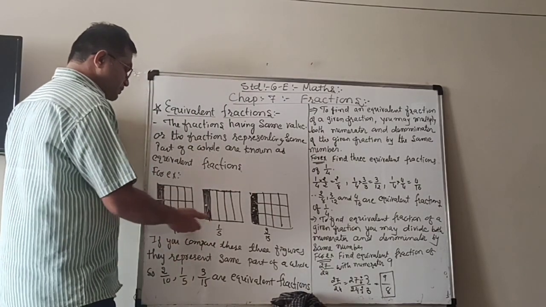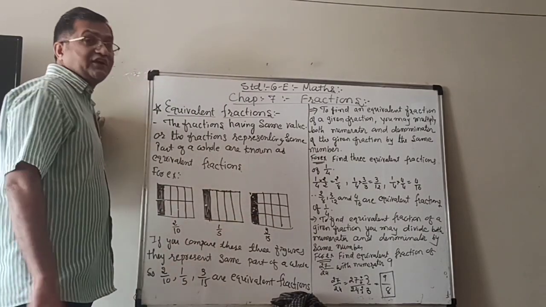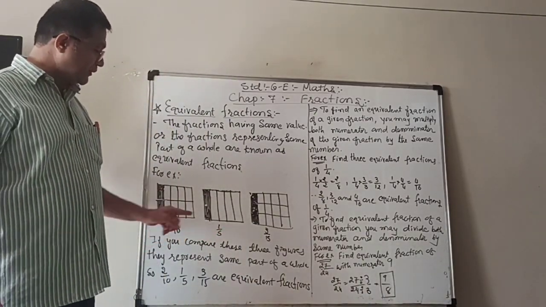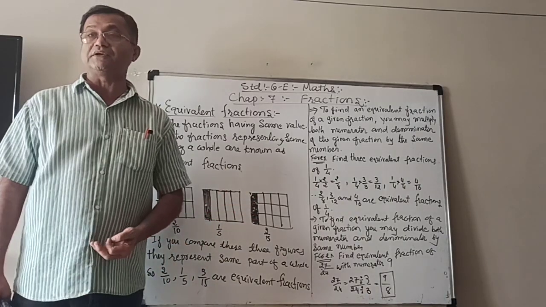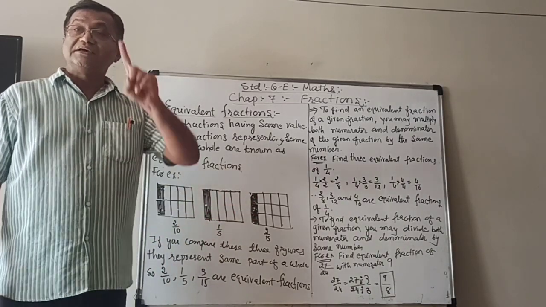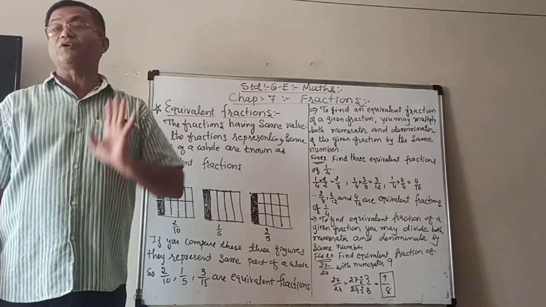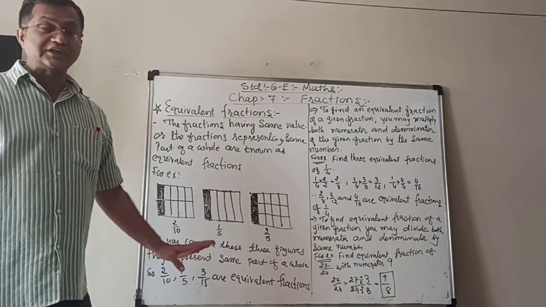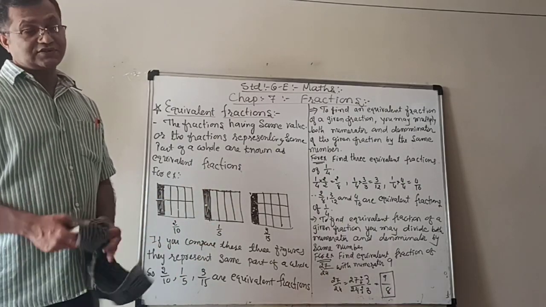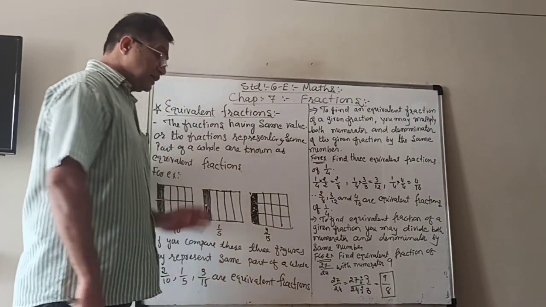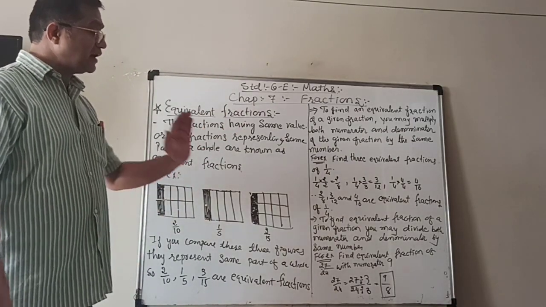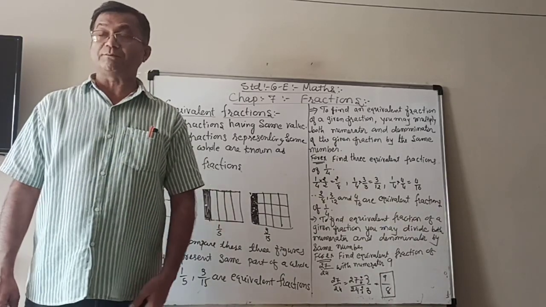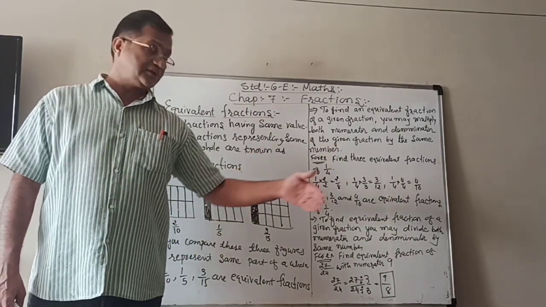So here you can see that numerators and denominators of all the fractions are different. Here 2 upon 10, there is 1 upon 5, 3 upon 15. But at last, they represent the same part of the whole. So they have equal value. Therefore, they are known as equivalent fractions. In the next part, we will learn that they actually represent the same value when you simplify them. We will simplify it later.